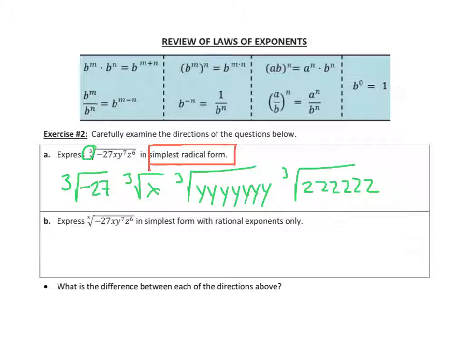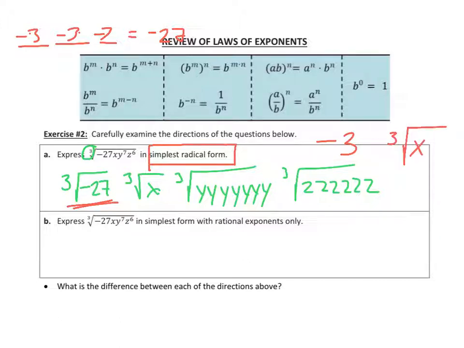So when I go to break this down, I'm saying, is there a cubed root of negative 27? So remember, I'm saying, are there 3 numbers that are exactly the same that multiply and get me a negative 27? Well, 3 times 3 times 3 is 27, and a negative, negative, negative makes a negative 27. So I'm going to say that's negative 3. I cannot break down the cubed root of x, so that's going to stay as cubed root of x.